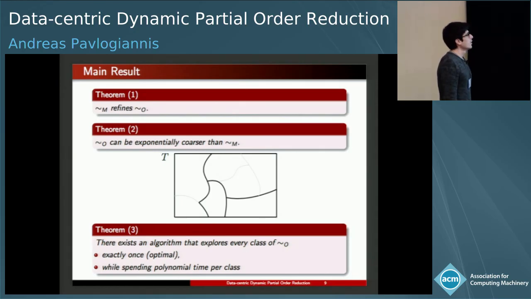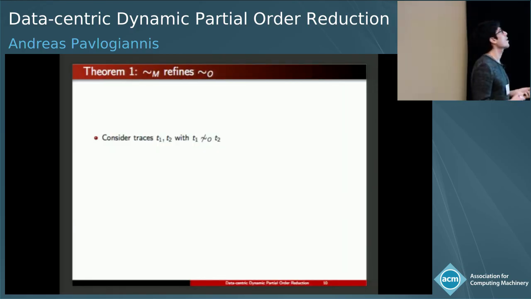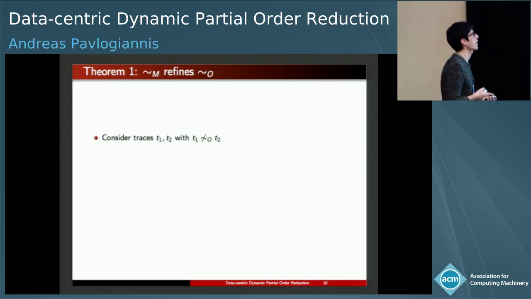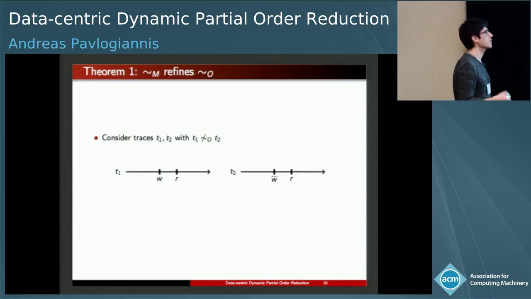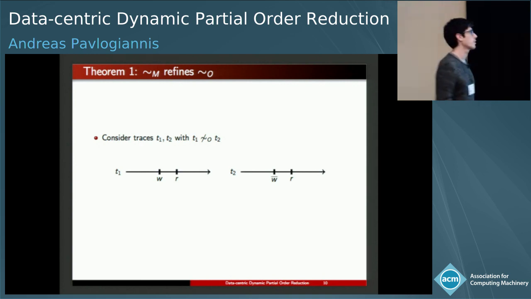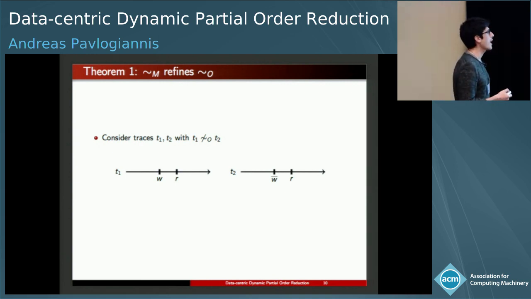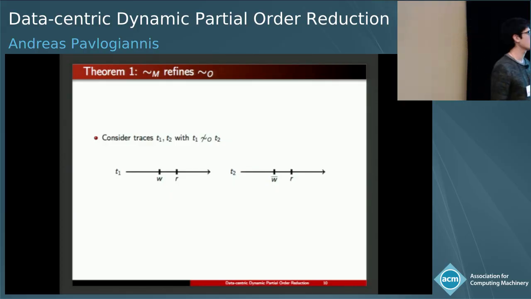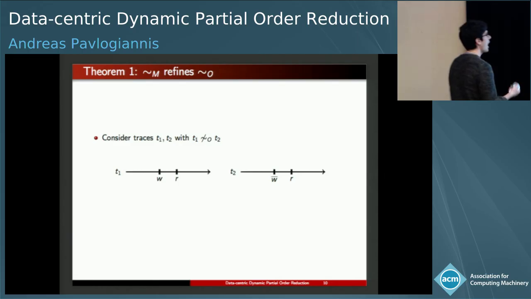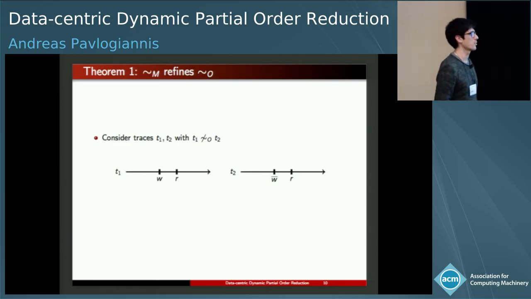So let me try to give you some intuition behind each of these. Actually, they're not that easy. Theorem 1, Mazurkiewicz refines observation. How can we reason about this? Well, let's look at two traces, T1 and T2, and they fall into different observation classes. So this means that they must disagree on the observation of a common read. So we have read R here, it observes W on T1, and it observes some different W bar on T2. And we ask ourselves, where can W appear in T2?